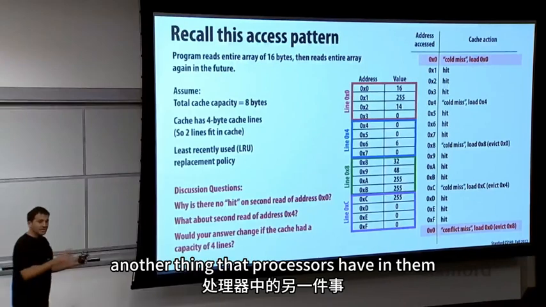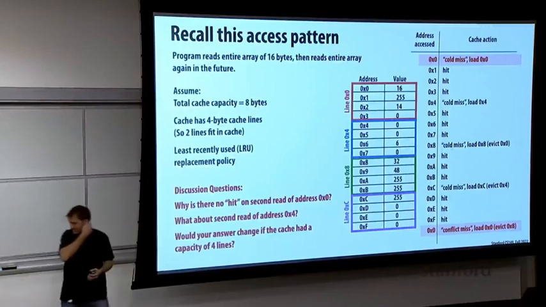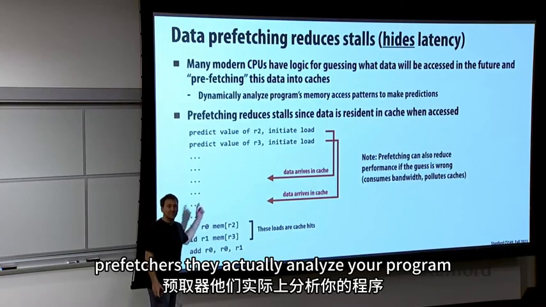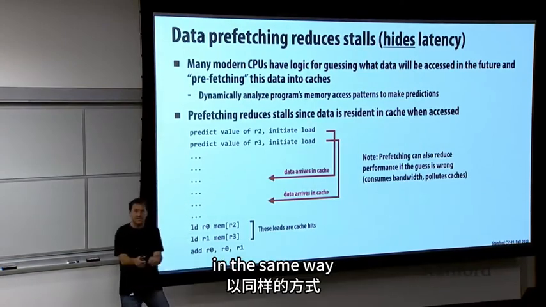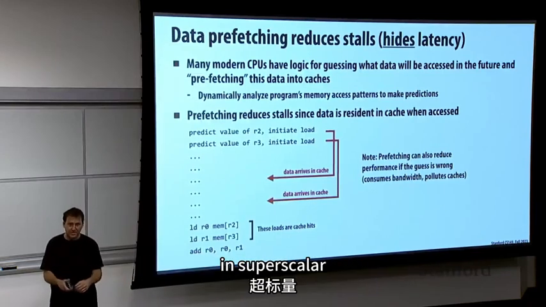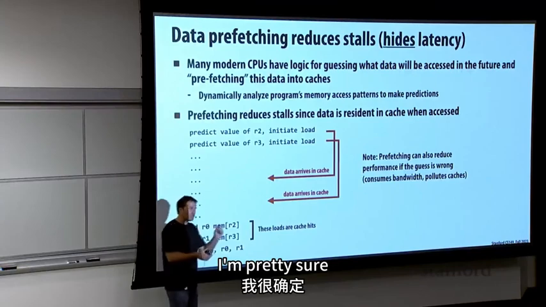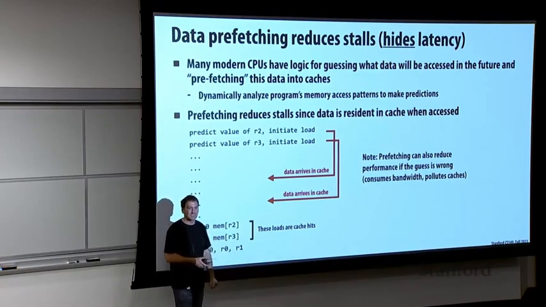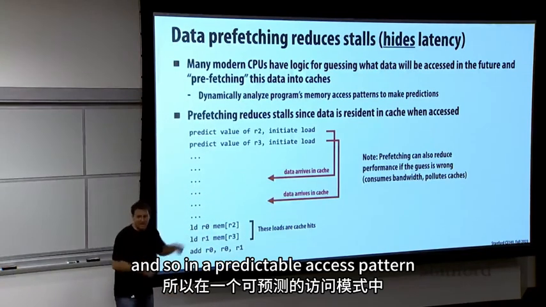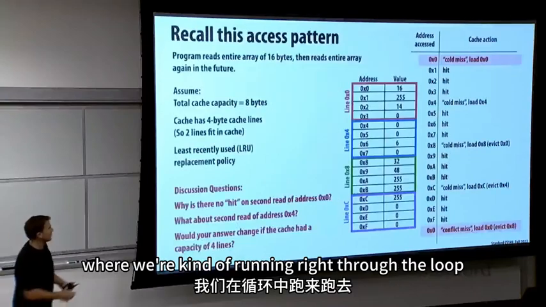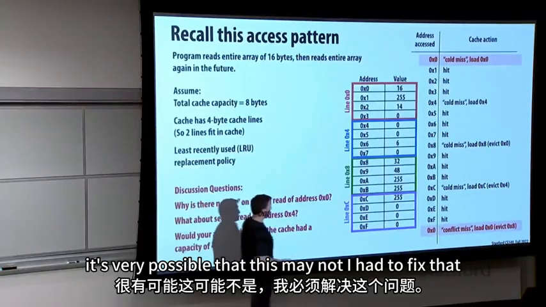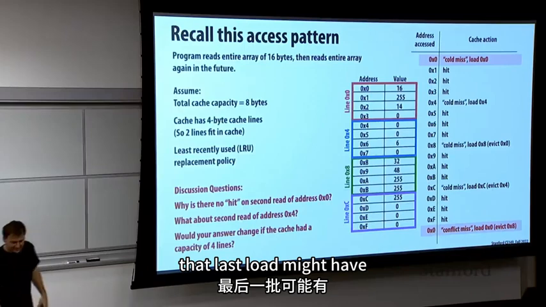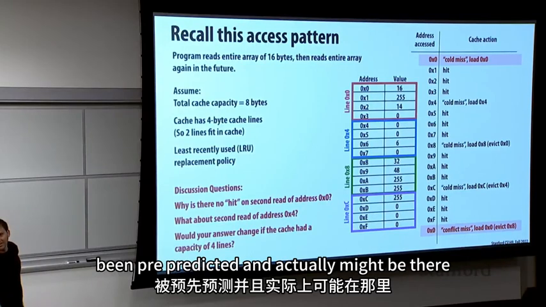So another thing that processors have in them, in addition to caches, is they actually have prefetchers. They actually analyze your program in the same way that they're looking for independent instructions in superscalar. They might look at your access pattern and go, I'm pretty sure you're going to be accessing this variable next, so I'm going to go ahead and preload that address for you. And so in a predictable access pattern like I just showed you here, where we're running right through the loop, it's very possible that that last load might have been predicted and actually might be there.